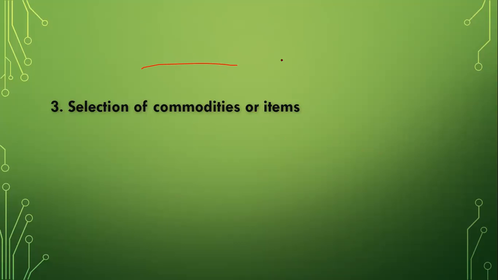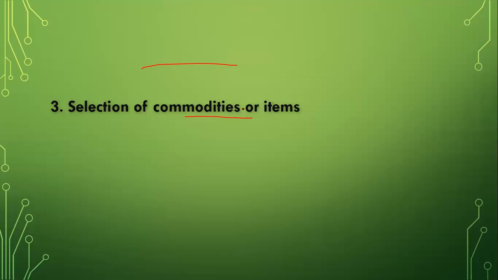Okay. Third one, selection of commodities or items. So once you set an objective, once you select the base year, the next important term here is you have to select the commodities, or the items. Again, selection of a commodity depends upon the purpose of the survey, on your objective. Whatever the next process is, everything will depend on the objective of your index number. It always depends upon the objective of your index number.